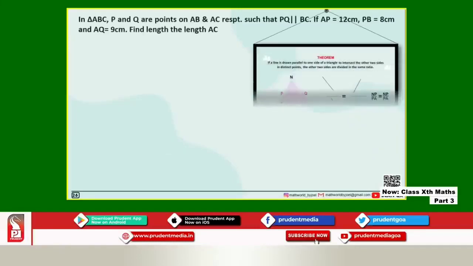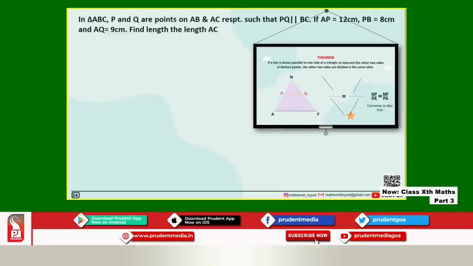Another one. ABC, in this triangle, P and Q are points on AB and AC respectively, such that PQ is parallel to BC. If AP is 12, PB is 8, AQ is 9, find length of AC. So it is based on this theorem, and the question is something like this. We know that if PQ is parallel to BC, I can write the ratios. So whatever information was given is put in the figure, and it would be something like this.